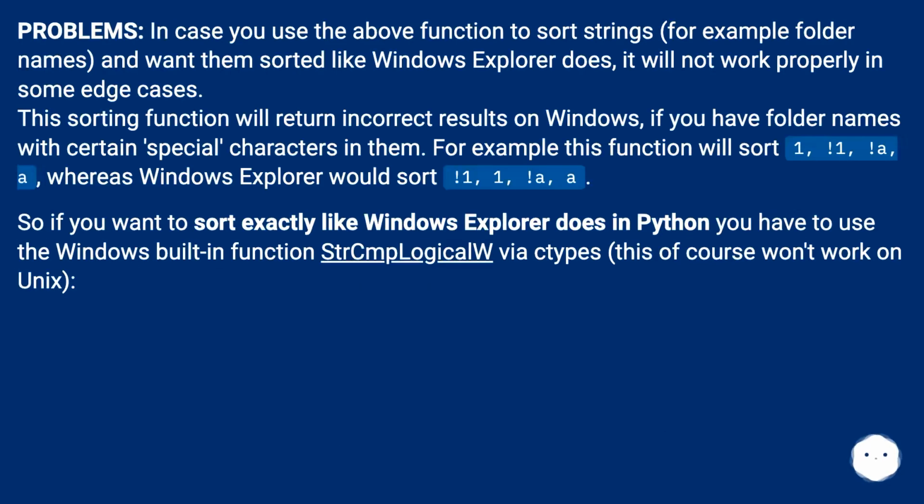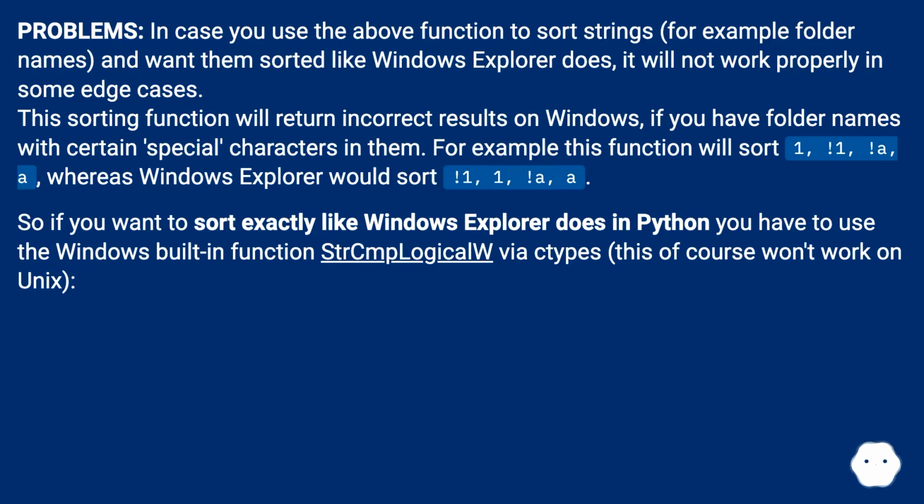Problems. In case you use the above function to sort strings, for example folder names, and want them sorted like Windows Explorer does, it will not work properly in some edge cases. This sorting function will return incorrect results on Windows if you have folder names with certain special characters in them. For example, this function will sort one order, whereas Windows Explorer would sort another.